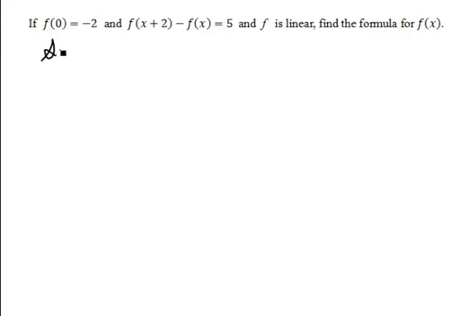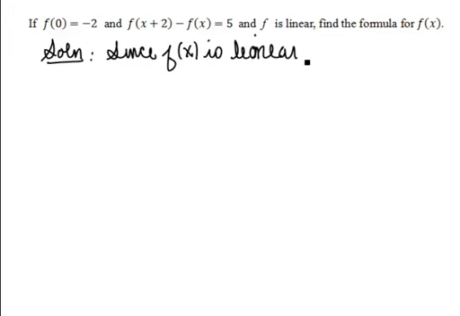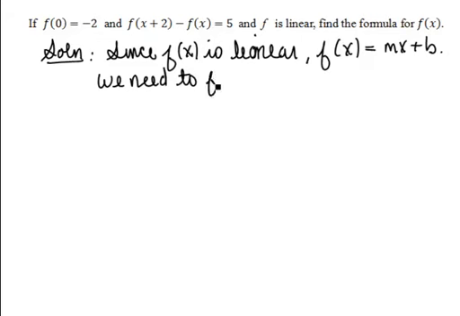Well, let's take into account, first of all, the fact that f is linear. So since f of x is linear, we know essentially what f looks like. f of x has to have the form mx plus b, where m is the slope, b is the y-intercept. And we simply need to find those two unknowns, the slope m and the y-intercept b. If we know m and b, we've got the formula. Well, we're given two pieces of information here, so let's use those, and hopefully each one of those will give us one of these two unknowns.